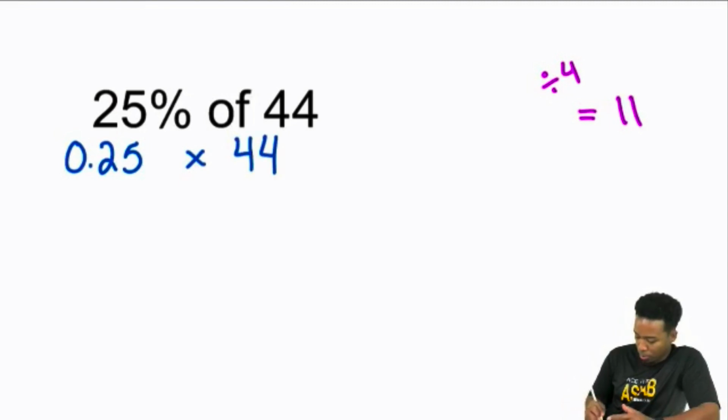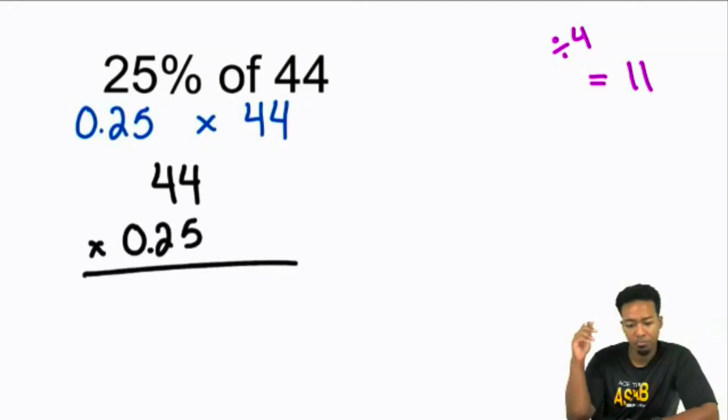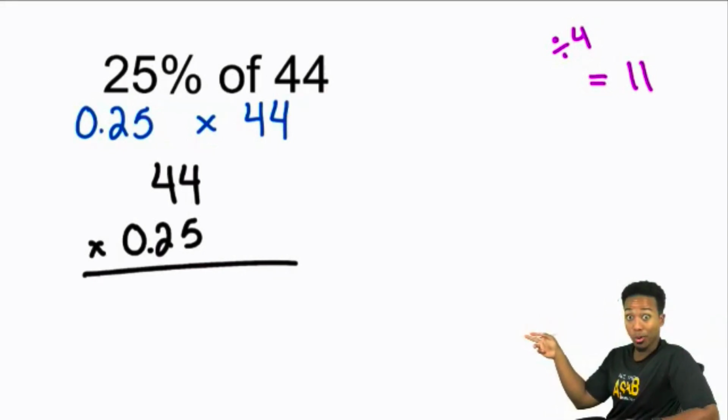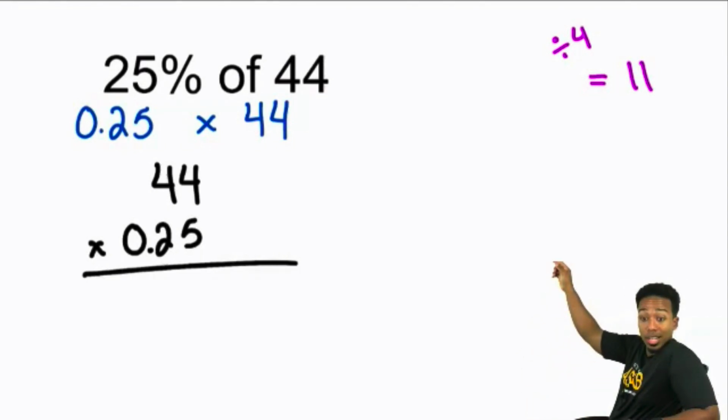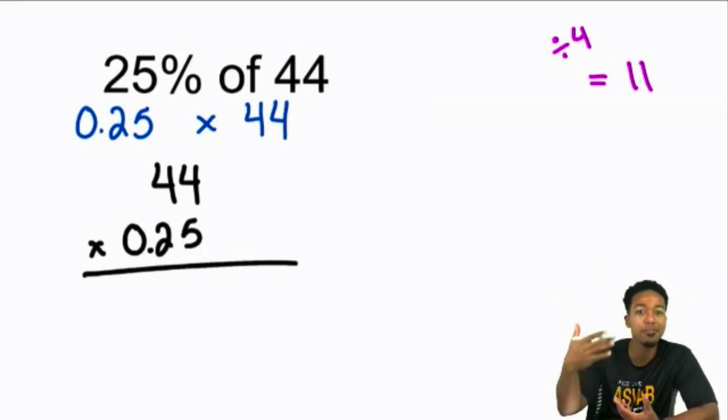So let's go ahead and put in the work now. We have 44 multiplied by 0.25. Notice how this is a lot of work, right? Notice we have 2 digits by 2 digits. We're going to have to take the time to write this out. But if you understood that it was just a division by 4, we can get the answer 11 really quick. But again, let me prove the point to you.